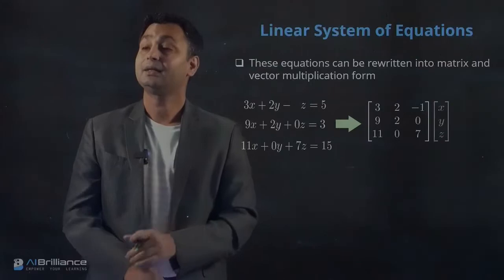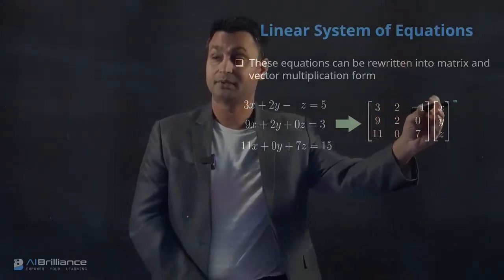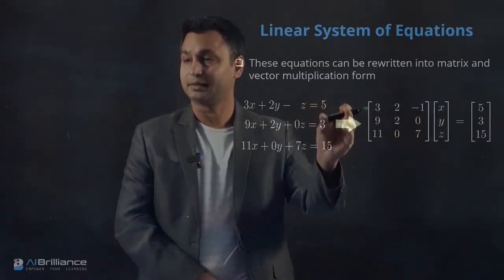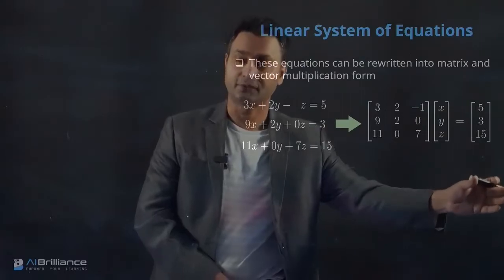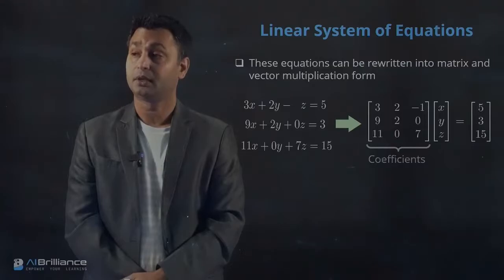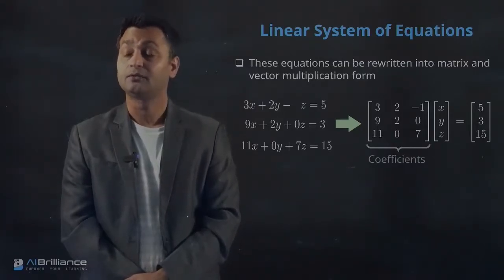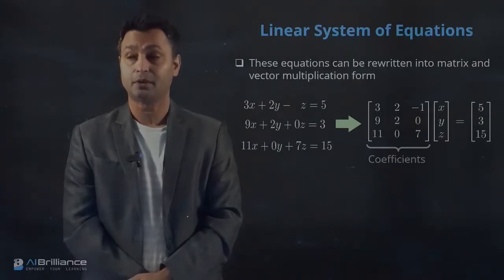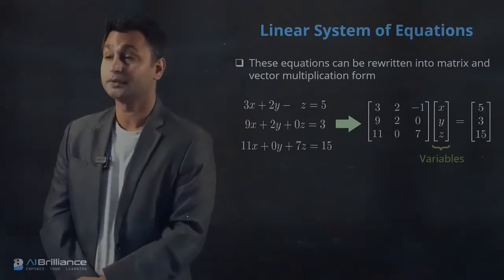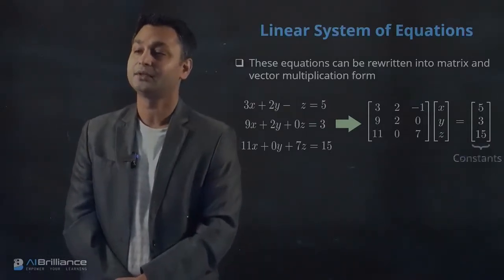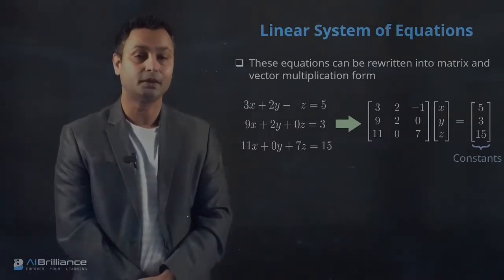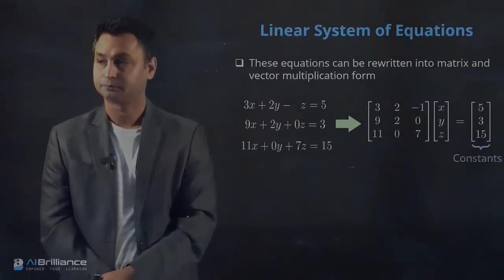And then I multiply this by a vector x, y, and z, which is equal to what we have on the right-hand side, which is 5, 3, and 15. So this is how we have restructured and rewritten the set of equations in the form of a matrix multiplied by a vector, where the coefficients of the equations form the matrix, the variables form the first vector, and the constants on the right-hand side form the second vector, because we know that when we multiply a vector by a given matrix, it results in another vector.